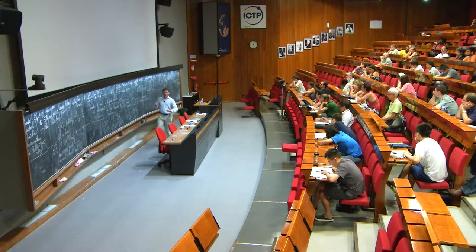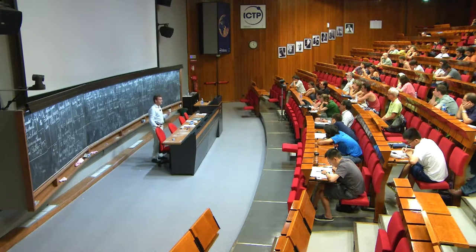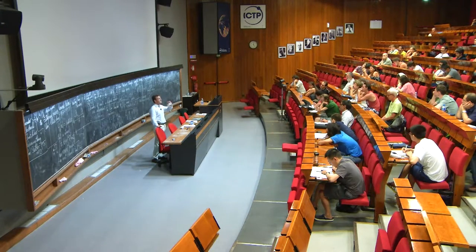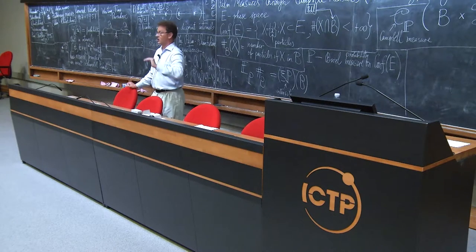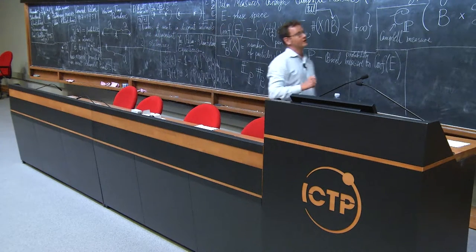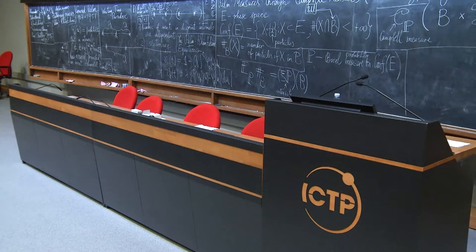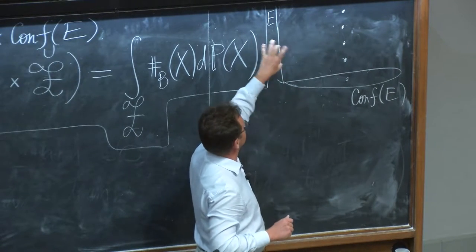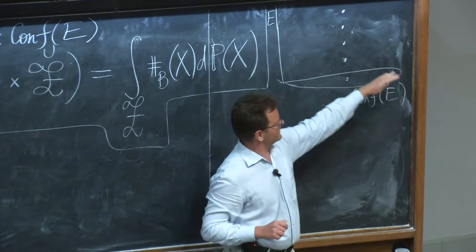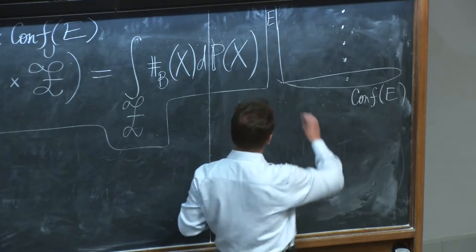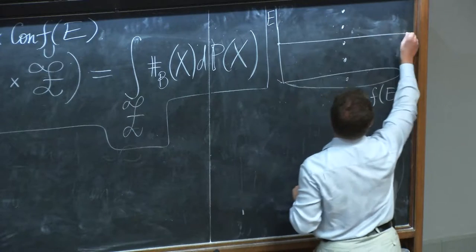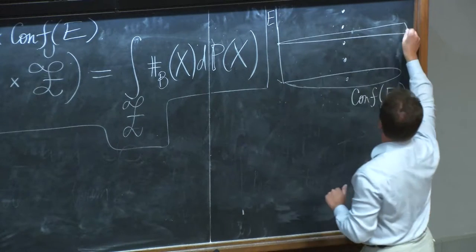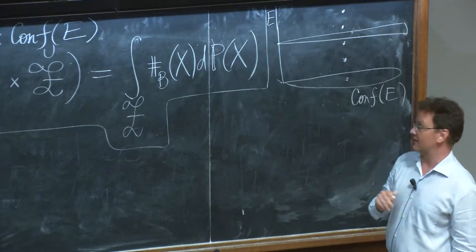At this point, palm measures are just conditional measures of this measure. This measure is infinite, but it is locally finite. If we restrict it to any bounded set here, it is finite. So, conditional measure of this measure with fixed particle here is just called the palm measure.